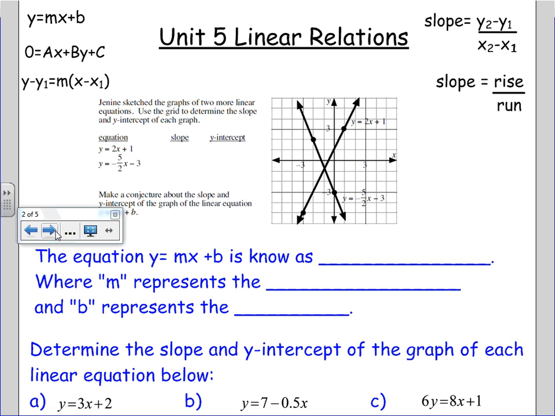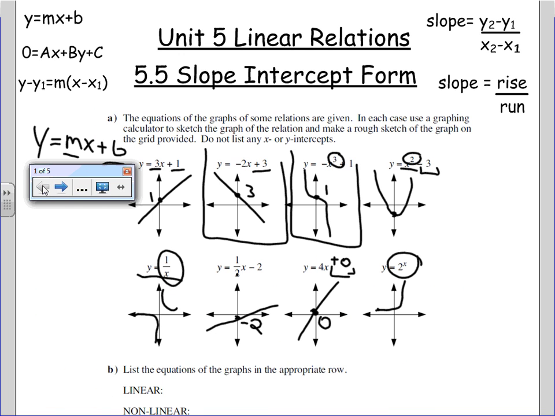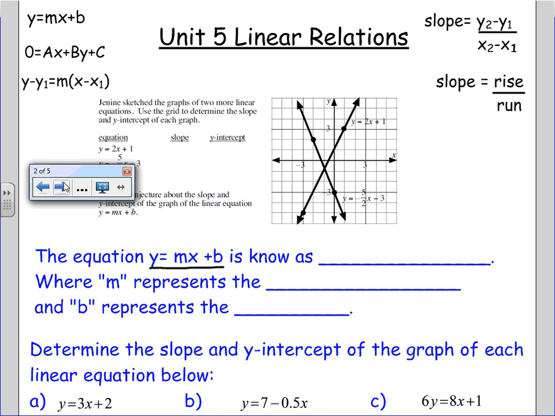The equation y equals mx plus b. Skip the slide. Oh, no, so if you look back, it was on the bottom. That's why we talked about which ones were linear and which ones weren't linear. Sorry. So this is actually slide 3 on your guys' now.